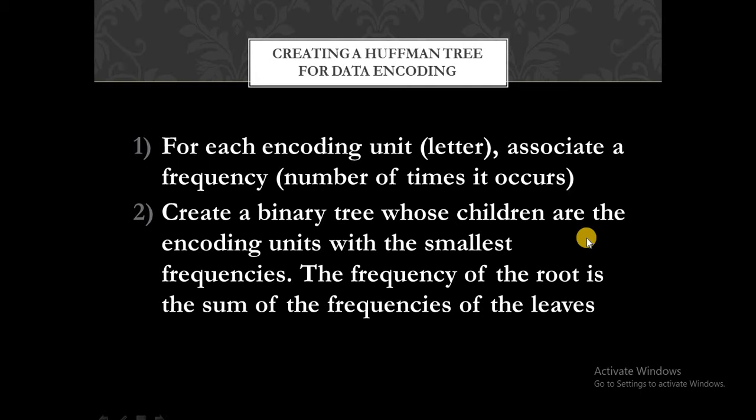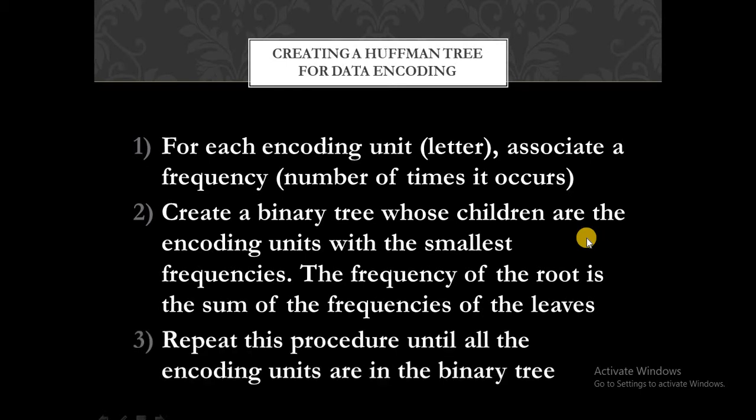So after constructing the frequency chart, we have to create a binary tree whose children are the encoding units. Encoding units are the letters in the given text. And we have to create a binary tree whose children are the encoding units with the smallest frequencies. The frequency of the parent node will be the sum of the frequencies of the child nodes. We have to repeat this procedure until all the encoding units are in the binary tree.